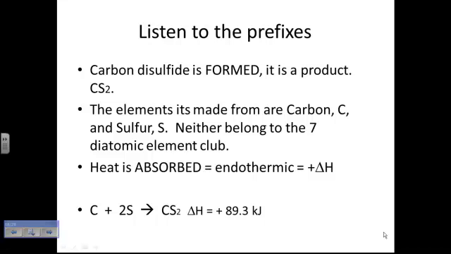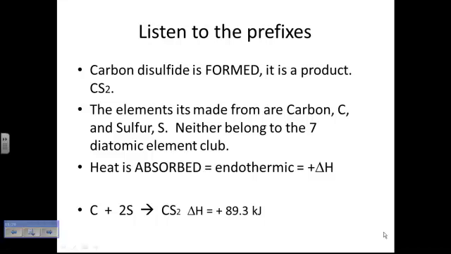How'd you do? Carbon disulfide is formed, so it's a product. Notice we had to point at it. CS2 is the product. The elements it's made from: carbon, its symbol C, and sulfur, symbol S. Neither belongs to the lucky 7, so I don't need a diatomic molecule. And heat is being absorbed, so we clearly see delta H as a positive value.